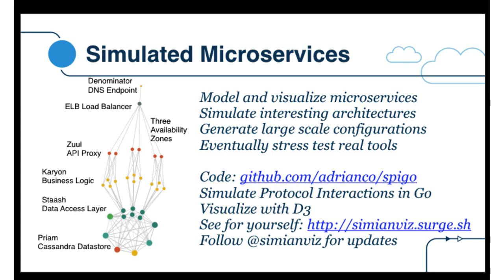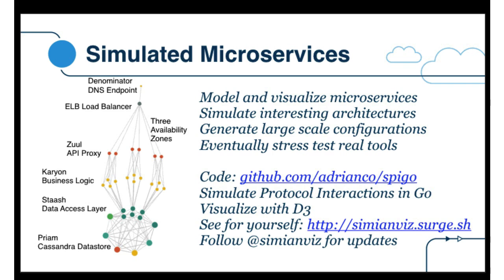The first thing that hits is an API proxy, which talks to some business logic, that talks to a data access layer, that talks to something like a Cassandra data store. This diagram actually comes from a simulator that I've built. It's on GitHub. You can go to simianviz.search.sh if you want to play with these diagrams in your browser, or you can go visit the GitHub site.